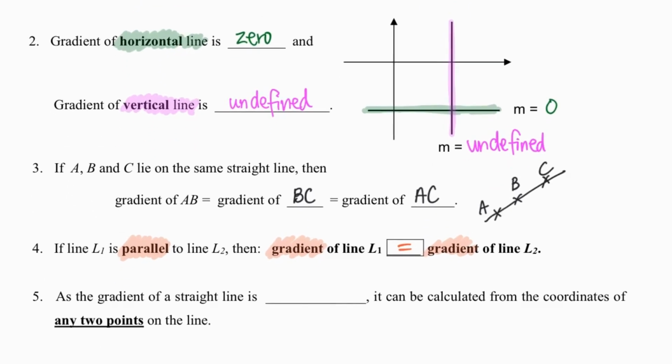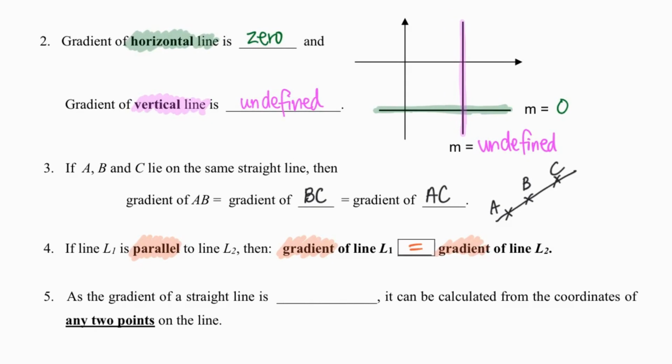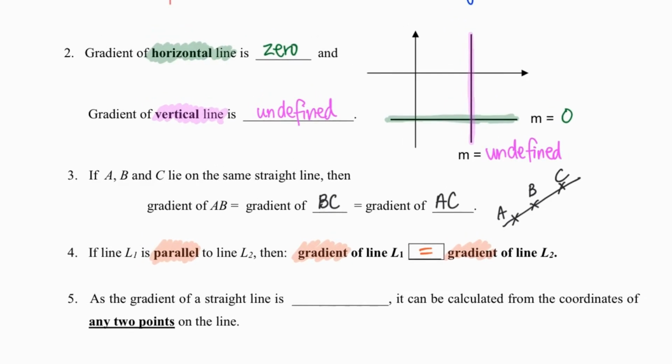And last point to take note of, with reference to point 3: as the gradient of a straight line along the same straight line is constant, it can be calculated with any 2 points on the line. For example, I can use point A and point B to find the gradient of this line. I can also use point B and point C to find the exact same gradient.